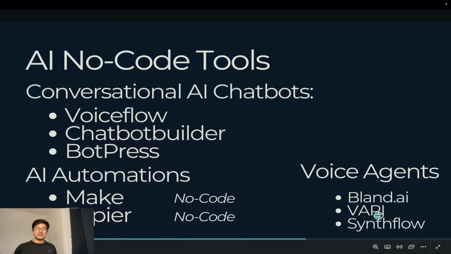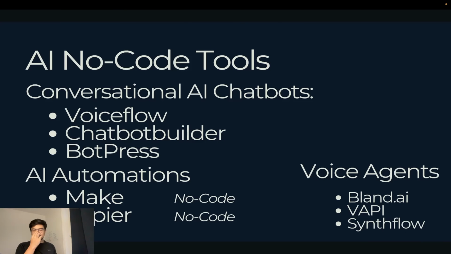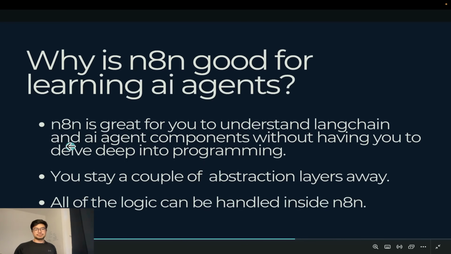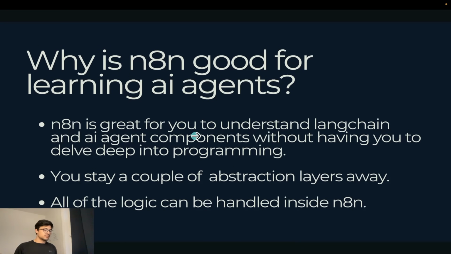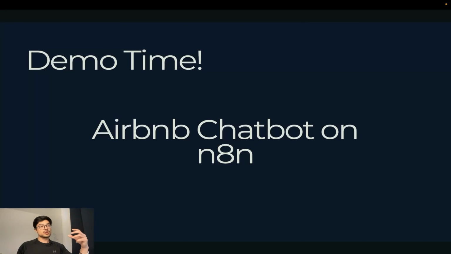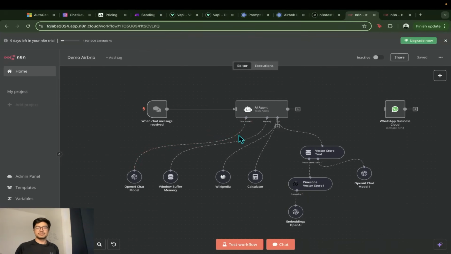Voice agents, they're definitely agents, right? Because they have the decision capabilities a bit better defined. But with N8N, you can definitely see the different components that make a real AI agent. And now I'm going to show you an Airbnb chatbot that I've built on N8N, okay? So let's go ahead and look at that.